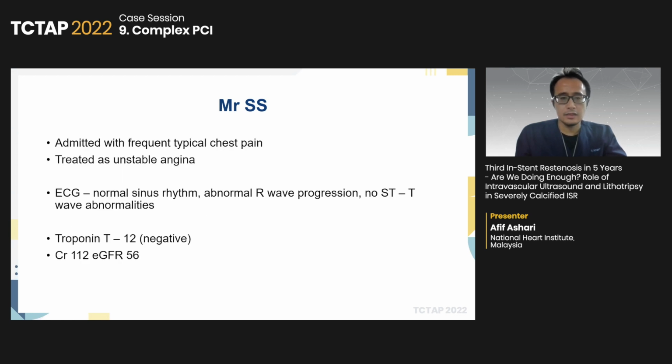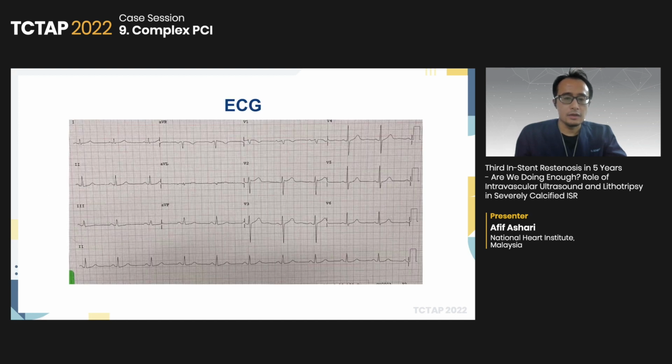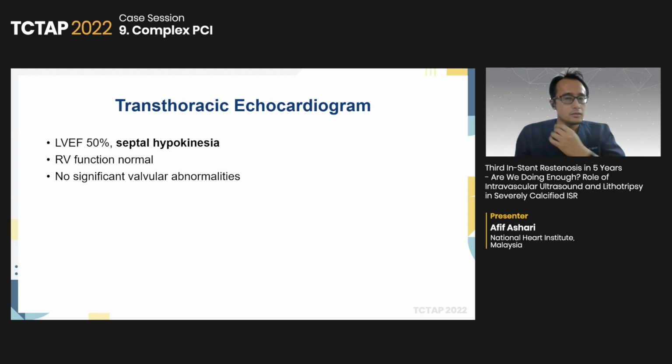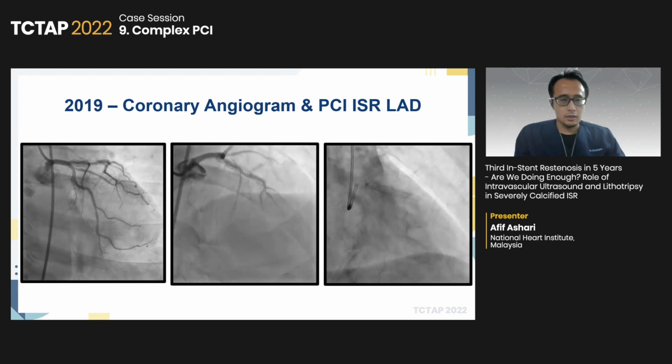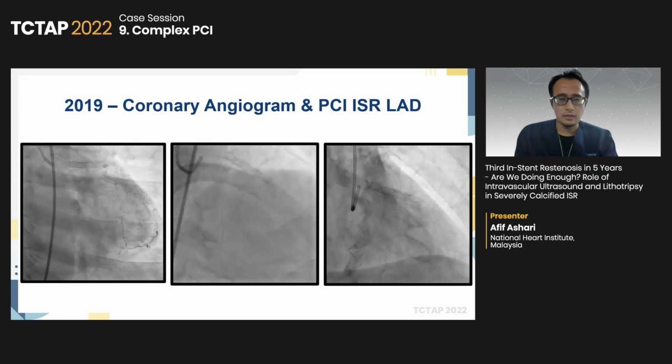He was admitted this time, about 2.5 years after the last angioplasty, with frequent typical chest pain. He was treated as unstable angina. The ECG didn't show any remarkable changes, no ST depression or T wave abnormalities, and troponin was negative. The renal function is fairly normal, and this is the ECG at presentation. The transthoracic echocardiogram revealed septal hypokinesia with borderline normal LV function, normal RV function, and no significant valvular abnormalities.